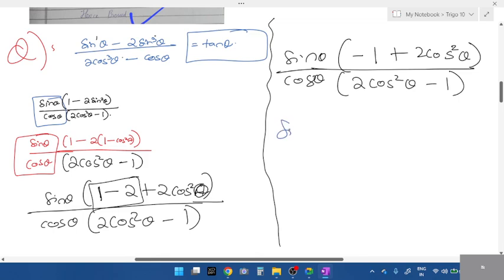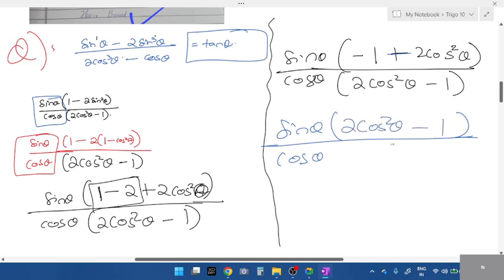Erase it. Okay, let me write. You can do it later. Sin theta divided by cos theta. Now, minus 1. If I rearrange this, what do I get? Plus 2 cos square theta, can I write it first in the beginning because it is positive? Can I write it like this? Do they get cancelled now? And what is left? Sin theta by cos theta. How much is sin theta by cos theta?